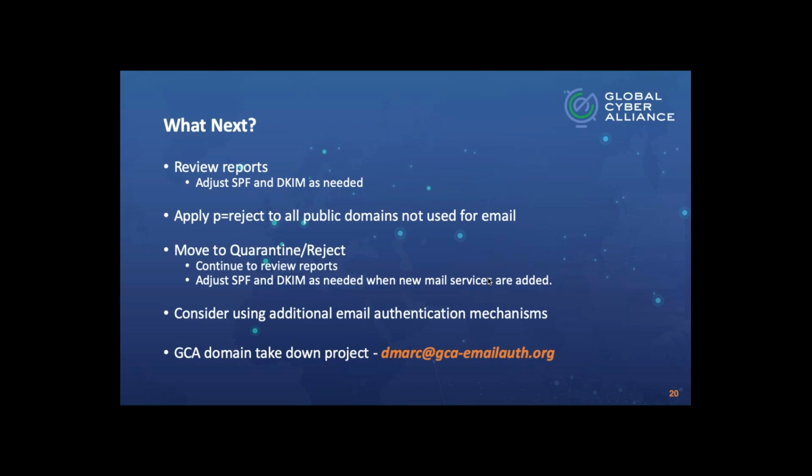Don't just stick with DMARC, SPF, and DKIM. I'm going to talk about a few of these on the next few slides. And again, going back to that domain takedown project that we're working on, if you want to send us aggregate reports, we would like that because it will help the project and help us determine if this is something that's viable and we can actually do. So in your RUA, make sure you put in, and don't put it as your first one, put it as your secondary or tertiary one, mailto:DMARC@gca-emailauth.org. So this is live. You can start sending it to it now if you would like to.